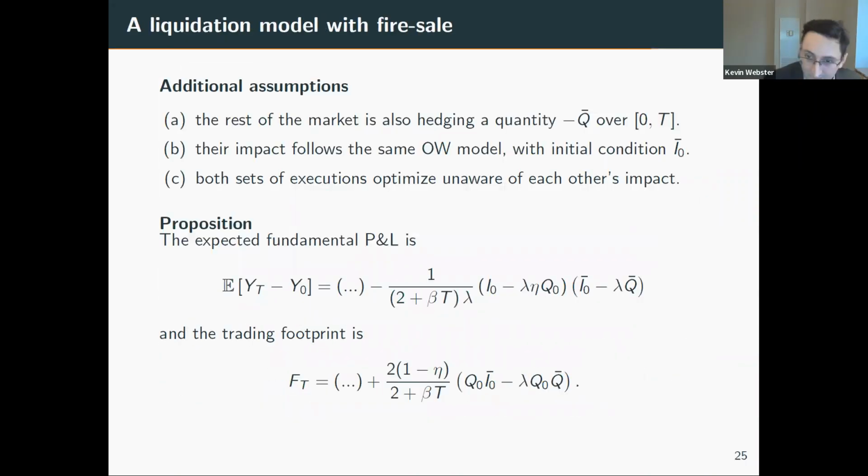So if you look at these extra terms here, the fundamental P&L is mostly driven by this correlation between my initial impact state and the initial impact caused by the rest of the market, and then my hedges and the hedges from the rest of the market. So the more I'm correlated with the rest of the market, the more painful this is going to be. Conversely, if I were contrarian, that would actually be beneficial to me.